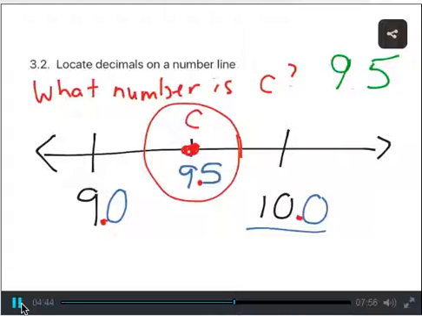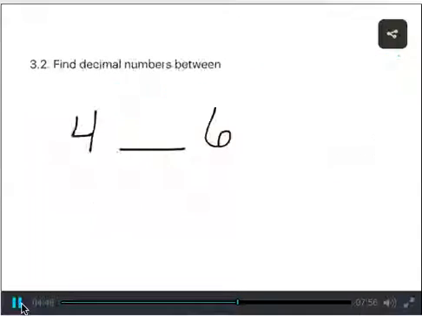That's how you figure out what a number is on a number line in decimal form. The second part of this learning target, in our notes, we're going to write find decimal numbers between. I'm going to give you two numbers, and you have to give me a number in between. For example, if I use the numbers 4 and 6, I could find a number between. 5 is in between, but so is 5.1. And so is 5.9. There's lots of numbers in between.